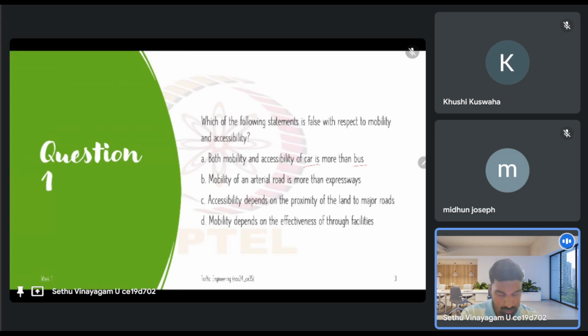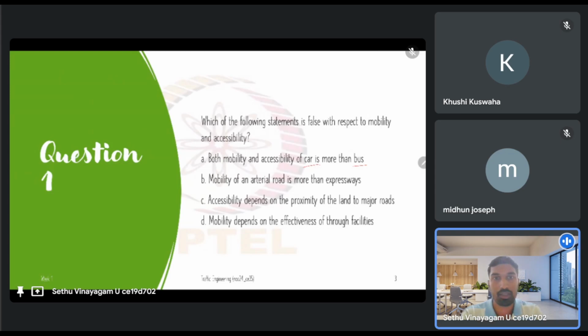So it says that accessibility and mobility is higher for cars compared to bus. So which is correct, and why? Because cars provide you door to door access, which means you can exit your house, get into your car, travel, and get to the door of the destination. So they provide door to door access, which means they have a higher accessibility.